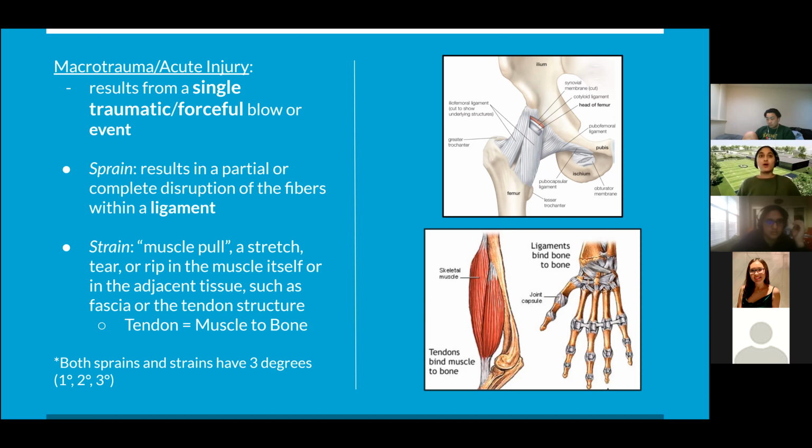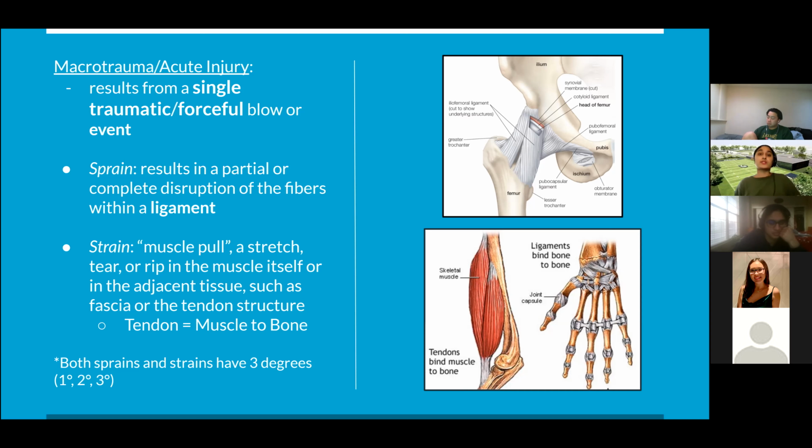Strain, on the other hand, means a tear or a rip in the muscle itself. This refers to a tear specifically in a muscle, as well as any tissues related to the muscle. A lot of these tissues include fascia as well as the tendon. For those of you that don't know, fascia is basically a thin layer that goes around your muscles and keeps them compact. Any tear to your fascia is also considered a strain.